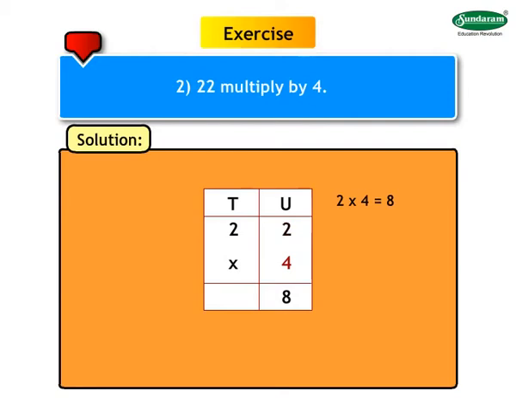Now, we will multiply the tens digit 2 by 4. As you know, the product of 2 and 4 is again 8. We will again write 8 but in the tens place of the product. Hence, 22 multiplied by 4 is equal to 88.